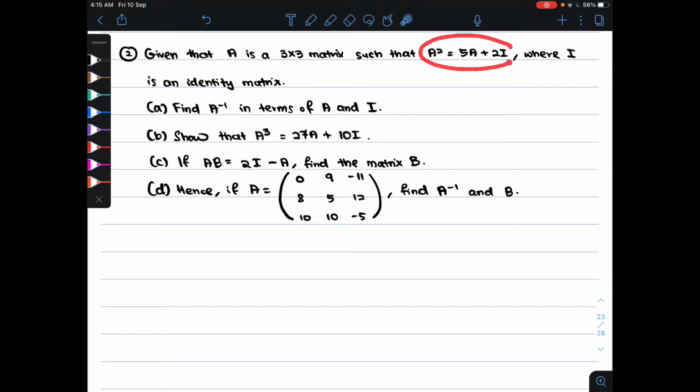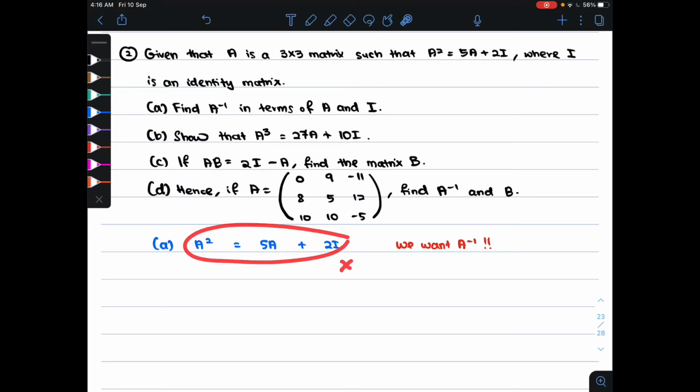So, we're gonna use A square equal to 5A plus 2I since this is the only info that is given to us. So, we have A square equal to 5A plus 2I. And we want A inverse. Okay, kamu tengok kat sini, tak ada langsung A inverse. So, since that we want A inverse, this means that times everything here with A inverse.